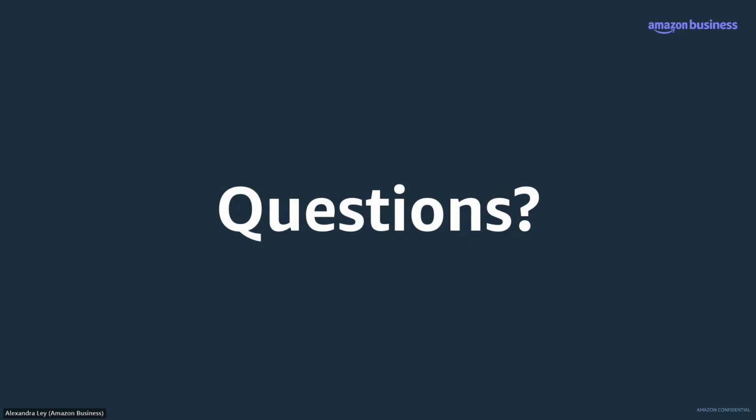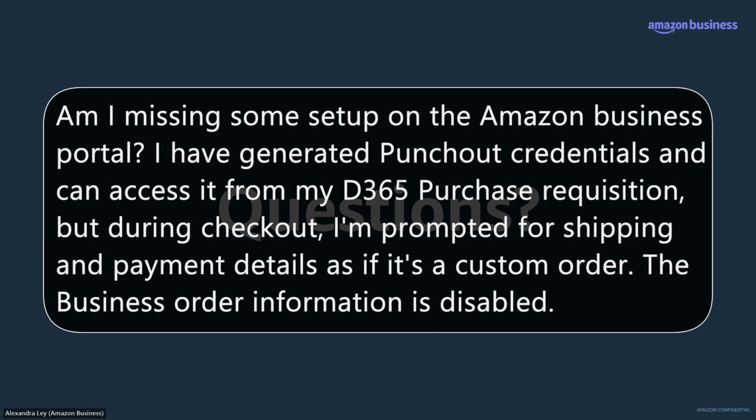So maybe one question from that I saw here for the Amazon team. It's a bit of a long question. Let me just read it and see. They've set up an Amazon Business account, and they've generated and got the credentials set up. When they go to check out in the shopping basket, they're being asked for shipping details and payment details. Is that a configuration on the Amazon Business account for being asked for that?